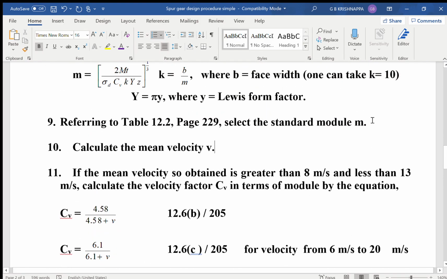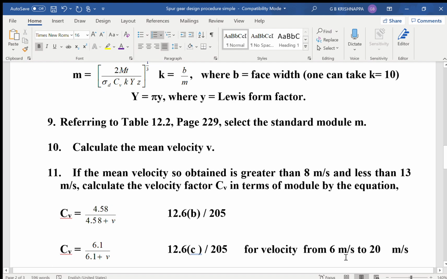After selecting standard module m, calculate the mean velocity V. So usually you obtain V in terms of module. That's why I substitute module for that equation and obtain a velocity V. If the mean velocity so obtained is greater than 8 meter per second and less than 13 meter per second, once again calculate the velocity factor CV in terms of module by this equation.